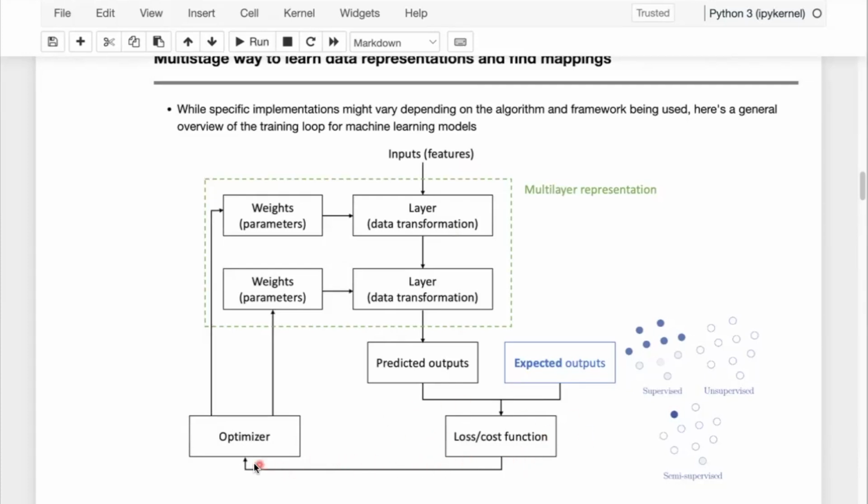And then the next step is to use an optimizer to figure out how to tweak these weights or these parameters that determine how we transform the data to make them better, so that predicted outputs match better with expected outputs, right? So you can see that it's this closed loop system where we can start from any kind of bad solution or random solution and try to improve that solution iteratively.